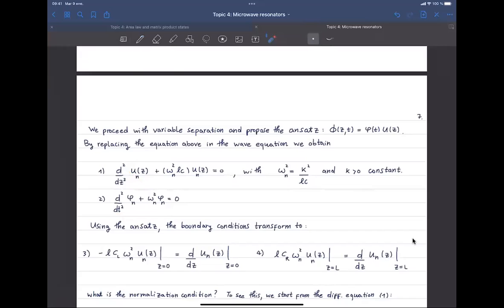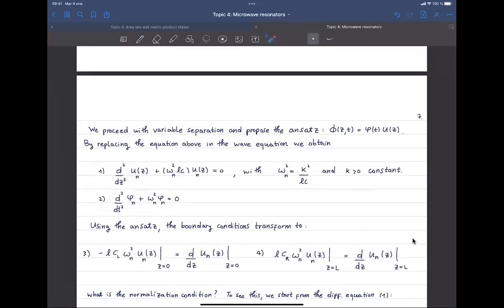Fortunately for us, those are very common ordinary differential equations, which basically represent a kind of harmonic oscillator. Okay, and with these two solutions here that appear in 1 and 2, we should be able to solve the problem.